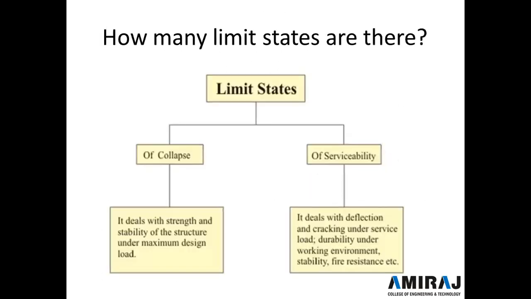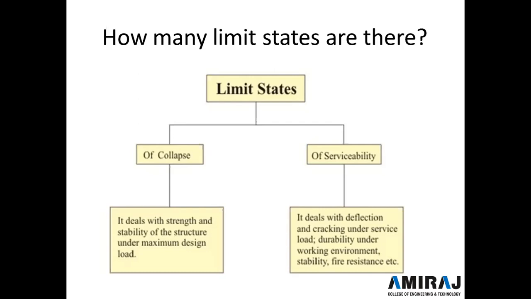Now going further, how many limit states are there? Limit states are divided into two parts. First is the limit state of collapse, and the other is the limit state of serviceability, right? The limit state of collapse deals with the strength and stability of the structures under maximum design load. And the limit state of serviceability deals with deflection and cracking under service load, durability under the working environment, stability, fire resistance, etc.